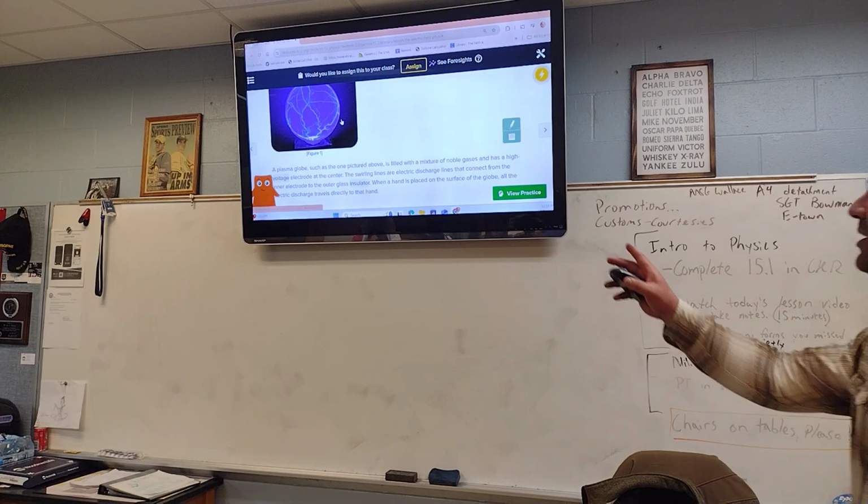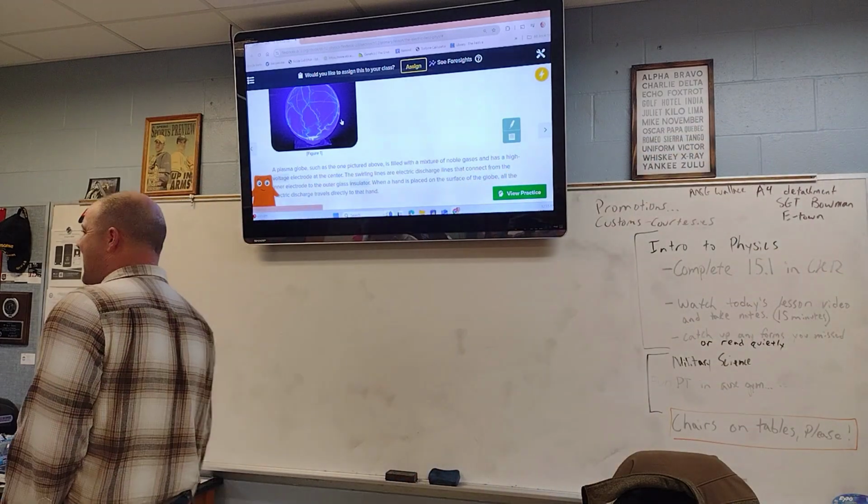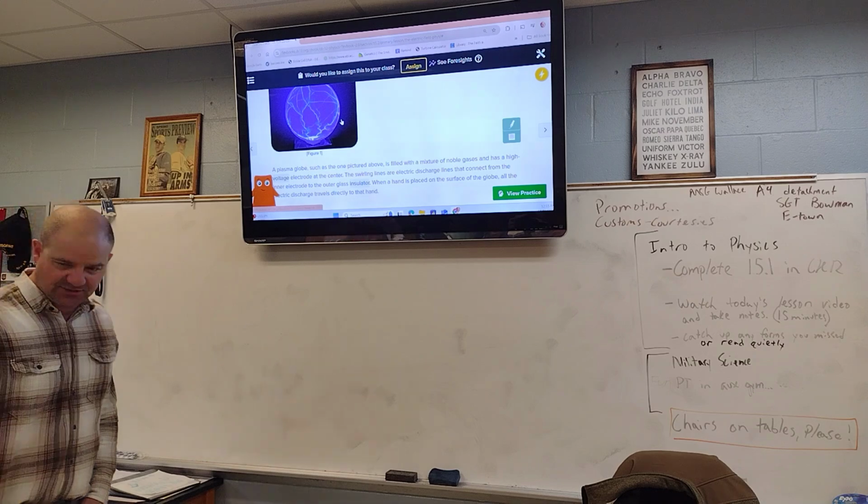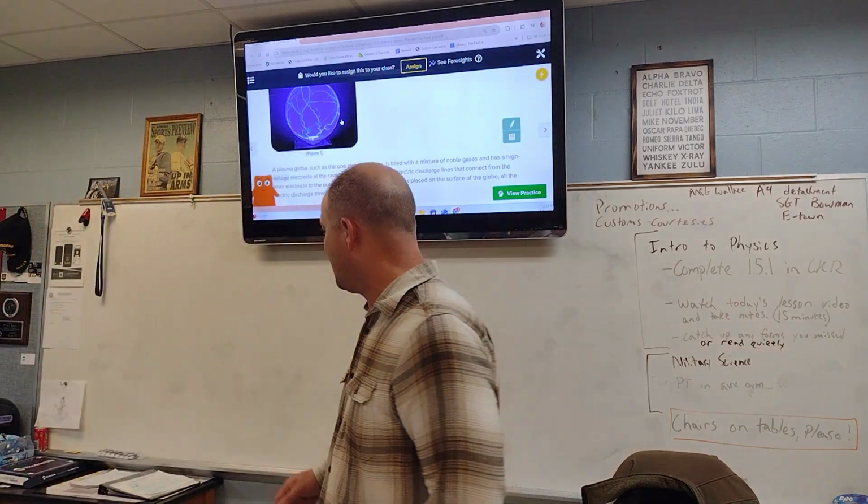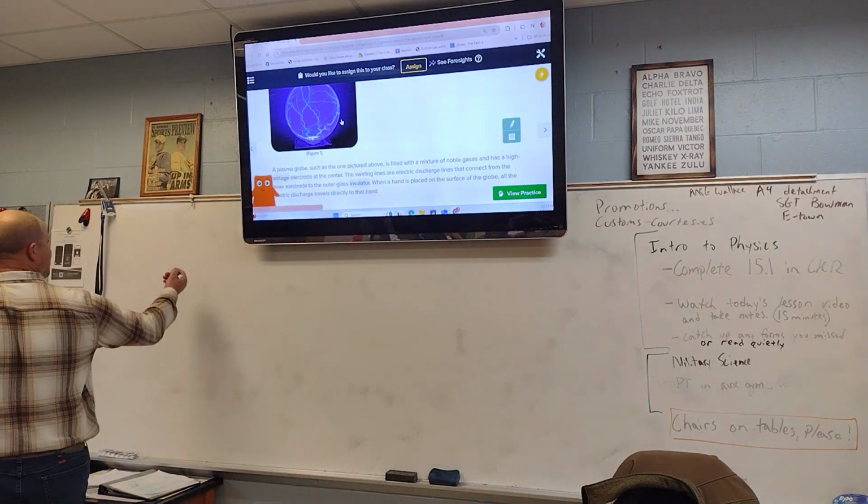A plasma globe, such as the one pictured above, is filled with a mixture of noble gases and has a high voltage electrode at its center. Holy mackerel. Does everybody know what an electrode is? No. So put it in your notes.